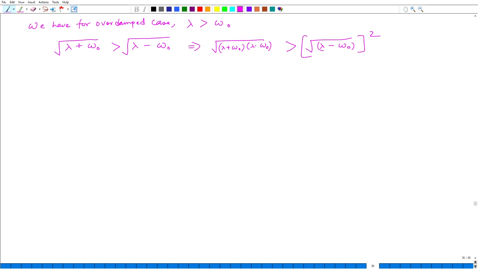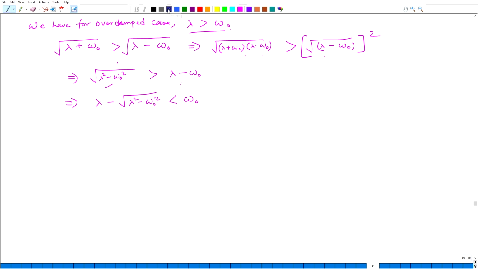Now, you see the sign here does not change only because lambda is greater than omega 0, so you are multiplying both sides by a quantity which is positive. If you have this, finally you can say root over lambda square minus omega 0 square will be greater than lambda minus omega 0. Then I take this one to this side and this one to this side. So, lambda minus root over lambda square minus omega 0 square should be less than omega 0.